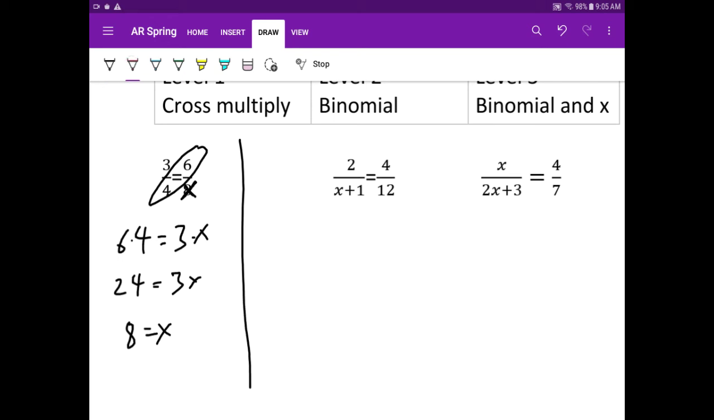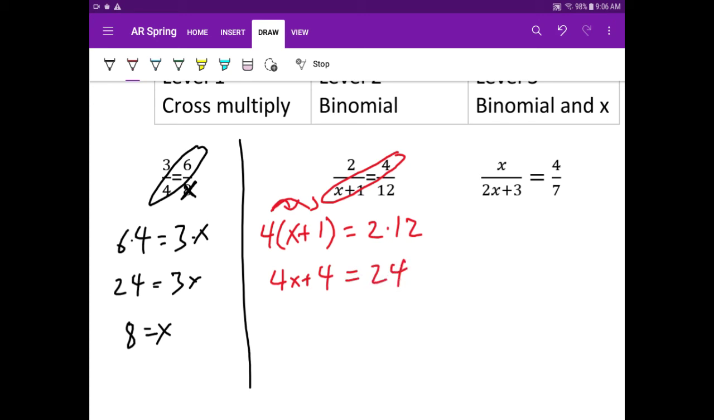Okay, when you have binomials like this, that's going to be 4 times x plus 1 equals 2 times 12. So distribute this. 4x plus 4 equals 24. Minus 4, you get 20, and then x equals 5. Ta-da!